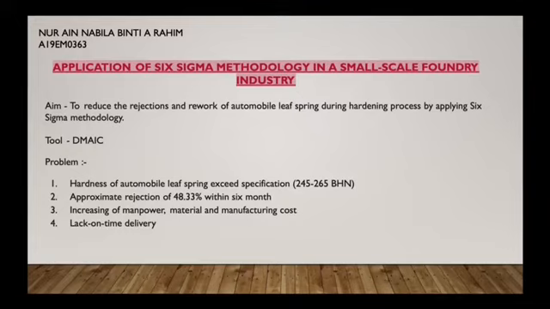The main problem of this production is that the hardness of the leaf spring exceeds the specification set by the company, which is 245 to 265 N. The Six Sigma approach is used to overcome the problem, where they need to reduce the rejection rate from 48.33% to 0.79%. The details on how this method was applied in this case study can be seen on the slide here.